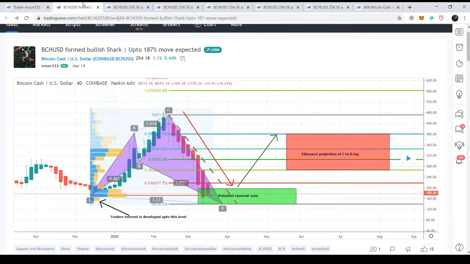First of all, I would like to show you this pattern. This is the bullish shark pattern that is formed on the 4-day time period chart, and I posted this idea on 19th of March when the price action just completed its final leg and entered the potential reversal zone. This was the initial leg, and after the initial leg, the A to B leg was retraced between 0.382 to 0.618 Fibonacci. This was the first confirmation of the bullish shark.